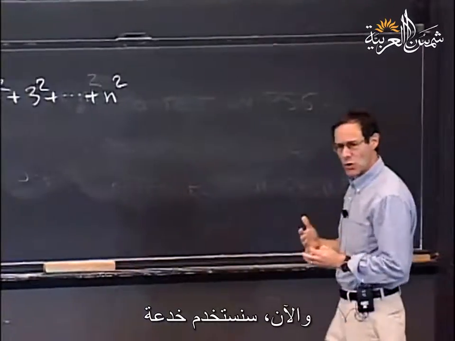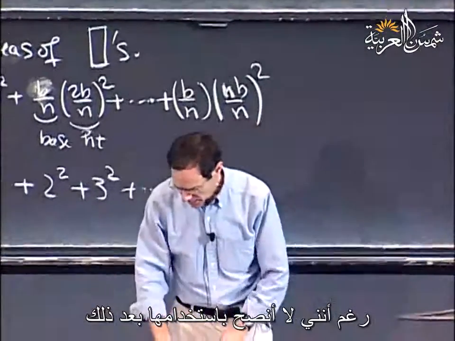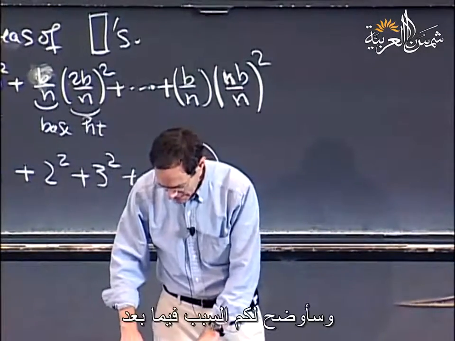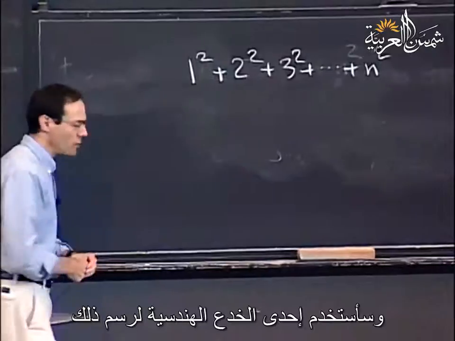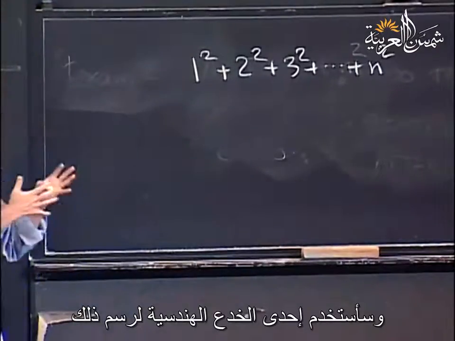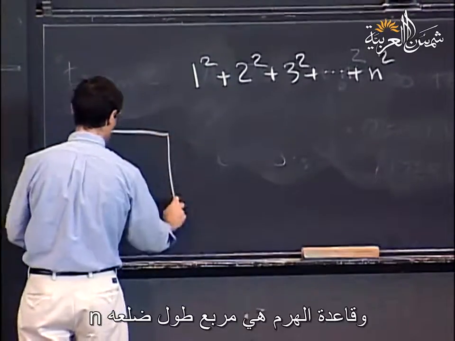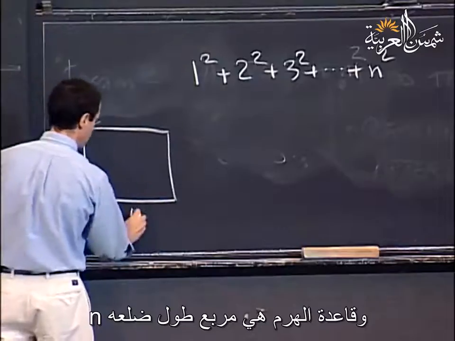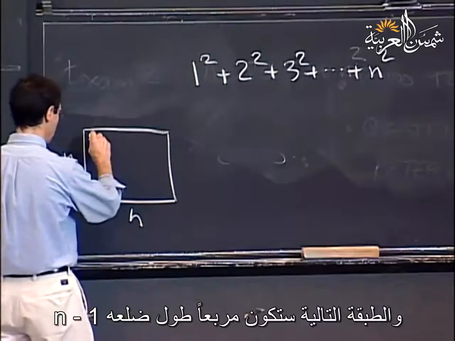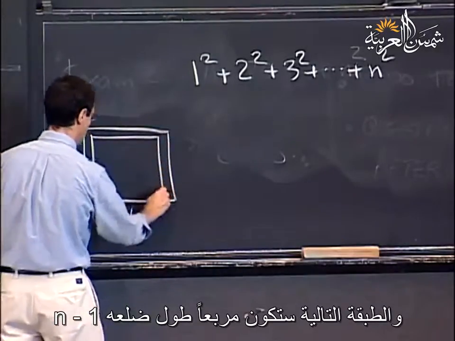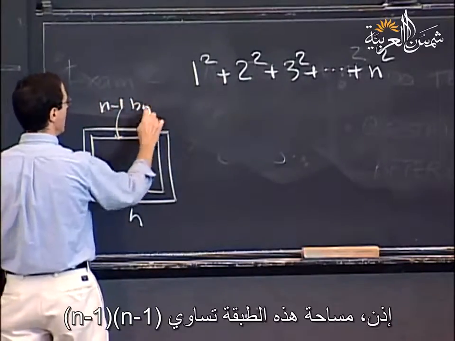And now I want to use a trick. This trick is not completely recommended, but I will say a lot more about that when we get through to the end. I want to understand how big this quantity is, so I'm going to use a geometric trick to draw a picture of this quantity. Namely, I'm going to build a pyramid. And the base of the pyramid is going to be n by n blocks. So imagine we're in Egypt and we're building a pyramid, and the next layer is going to be n minus 1 by n minus 1.